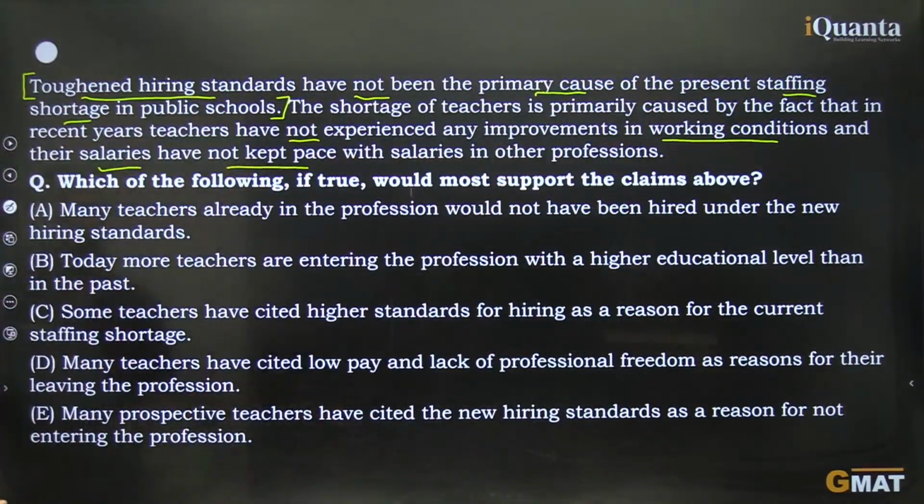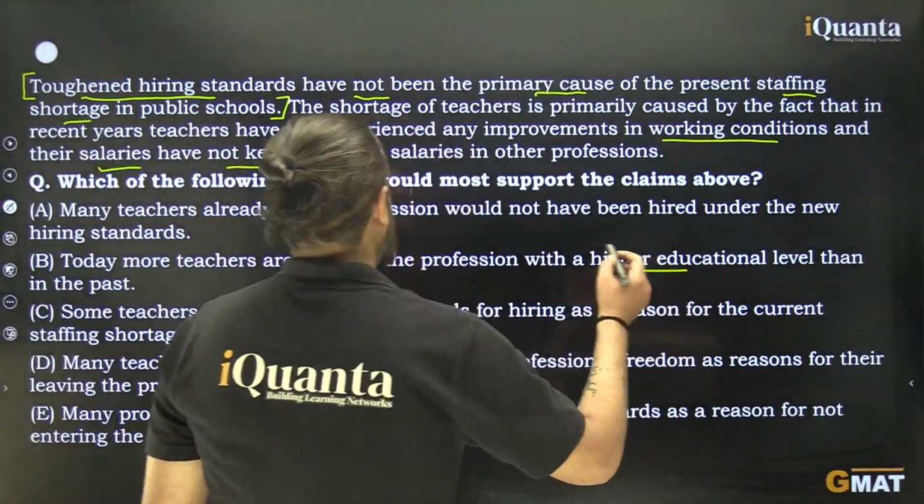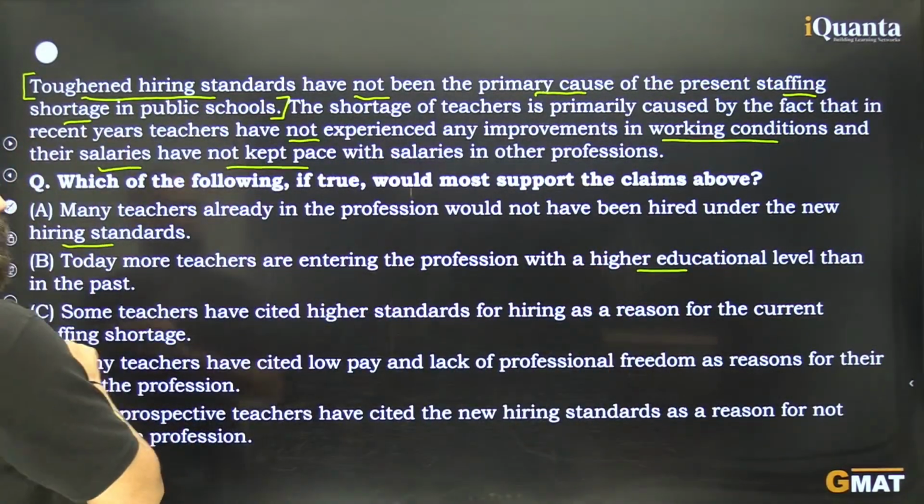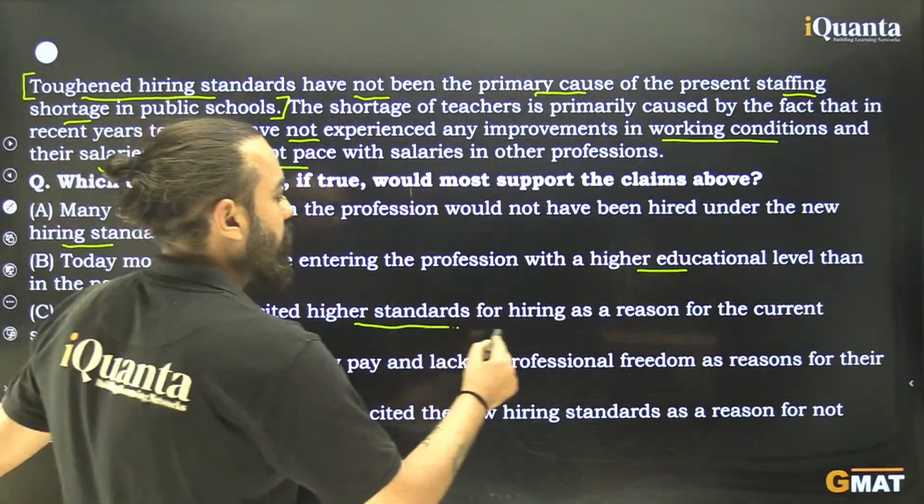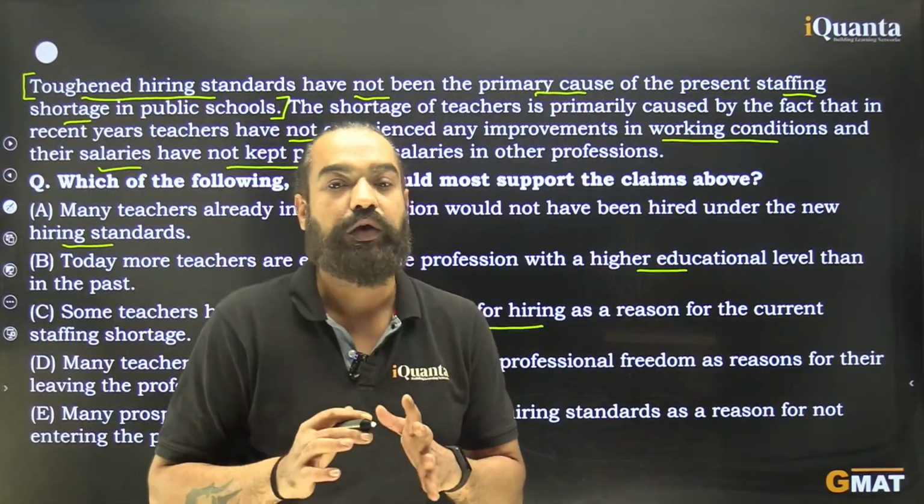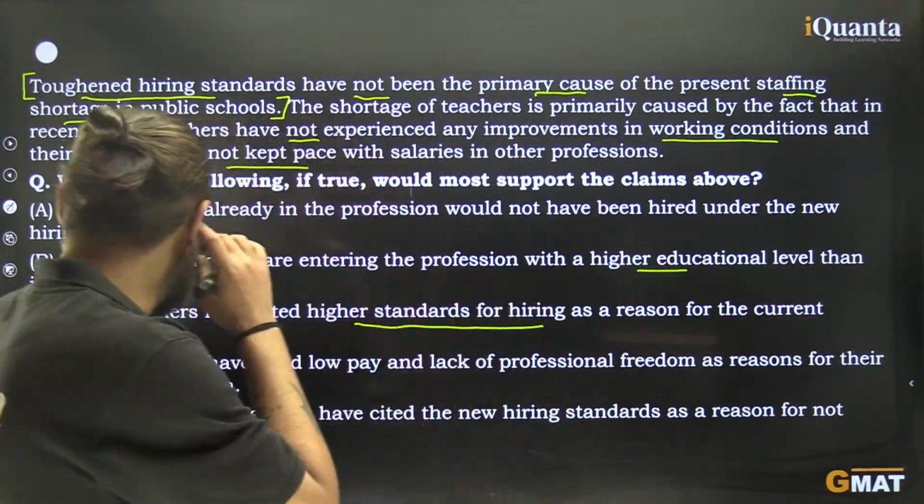So B goes out. C says, some teachers have cited higher standards for hiring as a reason for the current staffing shortage. Higher standards for hiring. See, higher education makes no sense. Would not have been hired under the new hiring standards makes no sense. Higher standards for hiring, again, same problem. We are not concerned with the hiring standards now. We are concerned with the staffing shortage. Why did people leave in the first place?